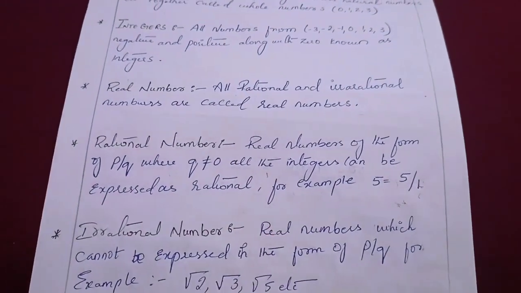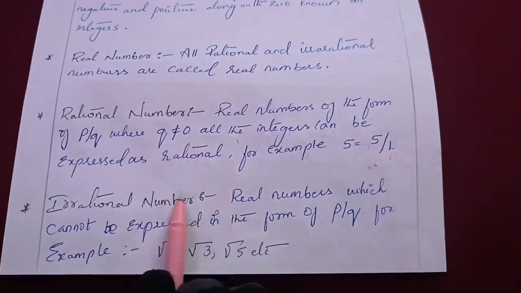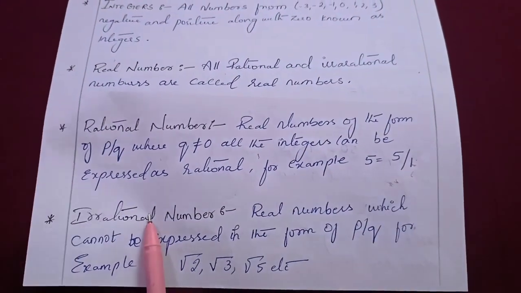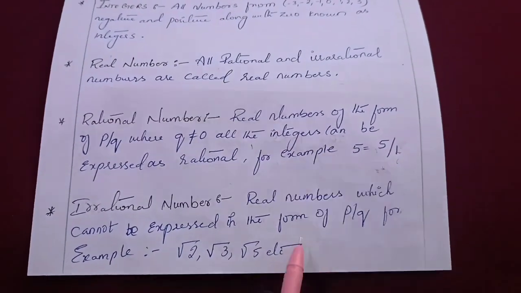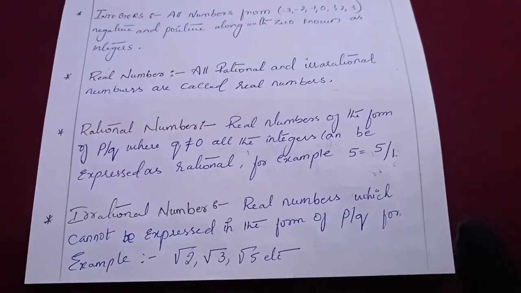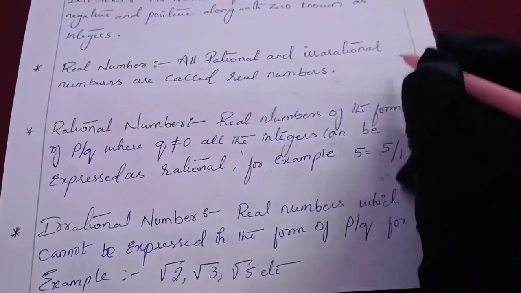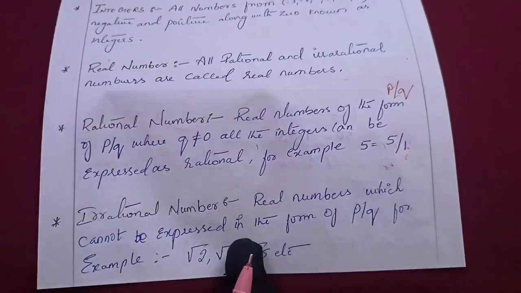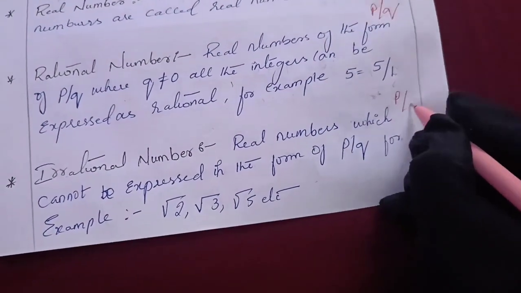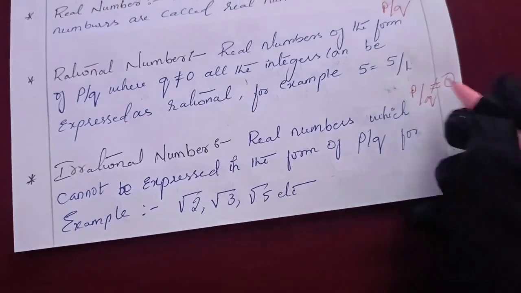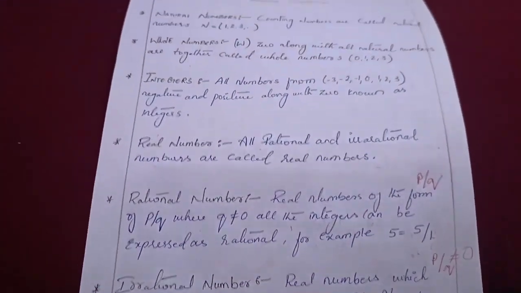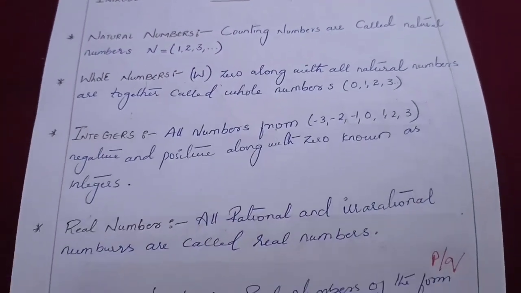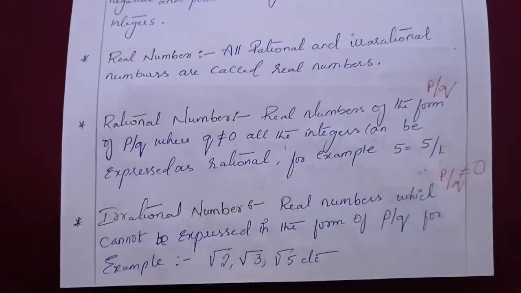I hope you understood. Now coming to what is an irrational number: real numbers which cannot be expressed in the form of p by q. Examples of irrational numbers are root 2, root 3 and root 5. So easily you can remember that those which are in the form of p by q are rational numbers, and those which are not in the form of p by q are called irrational numbers. I hope you understood. So these are all the basic definitions which we require to understand the other concepts of this chapter.